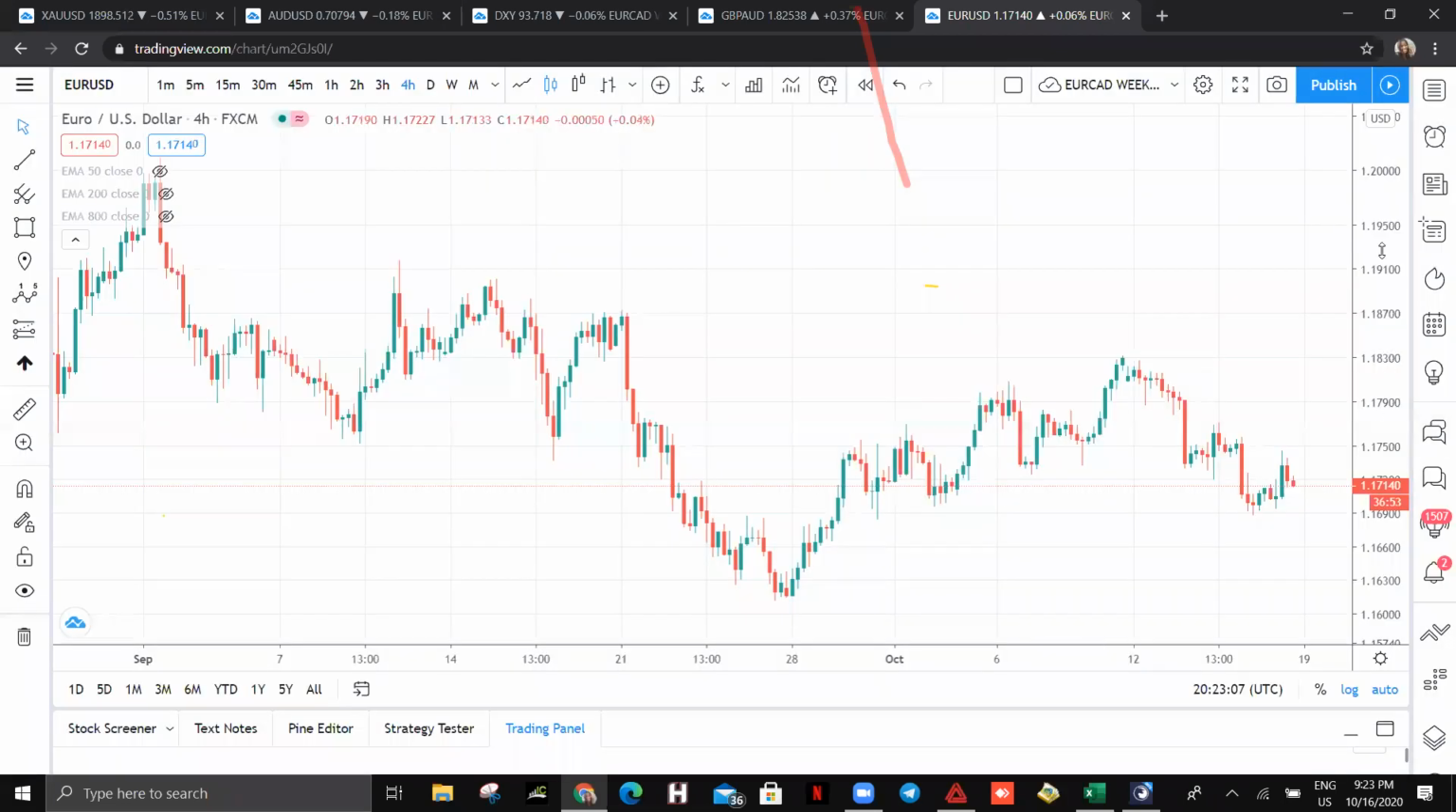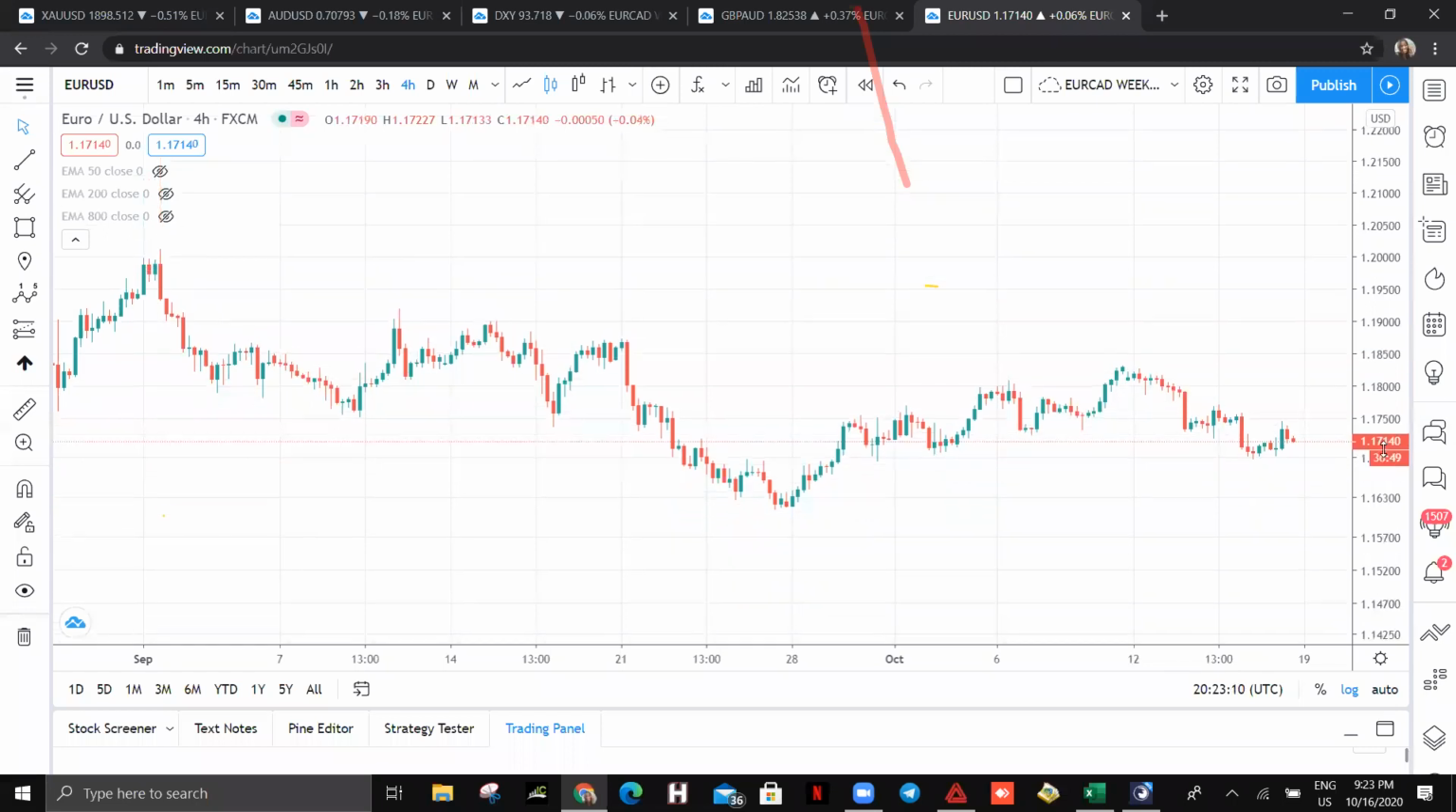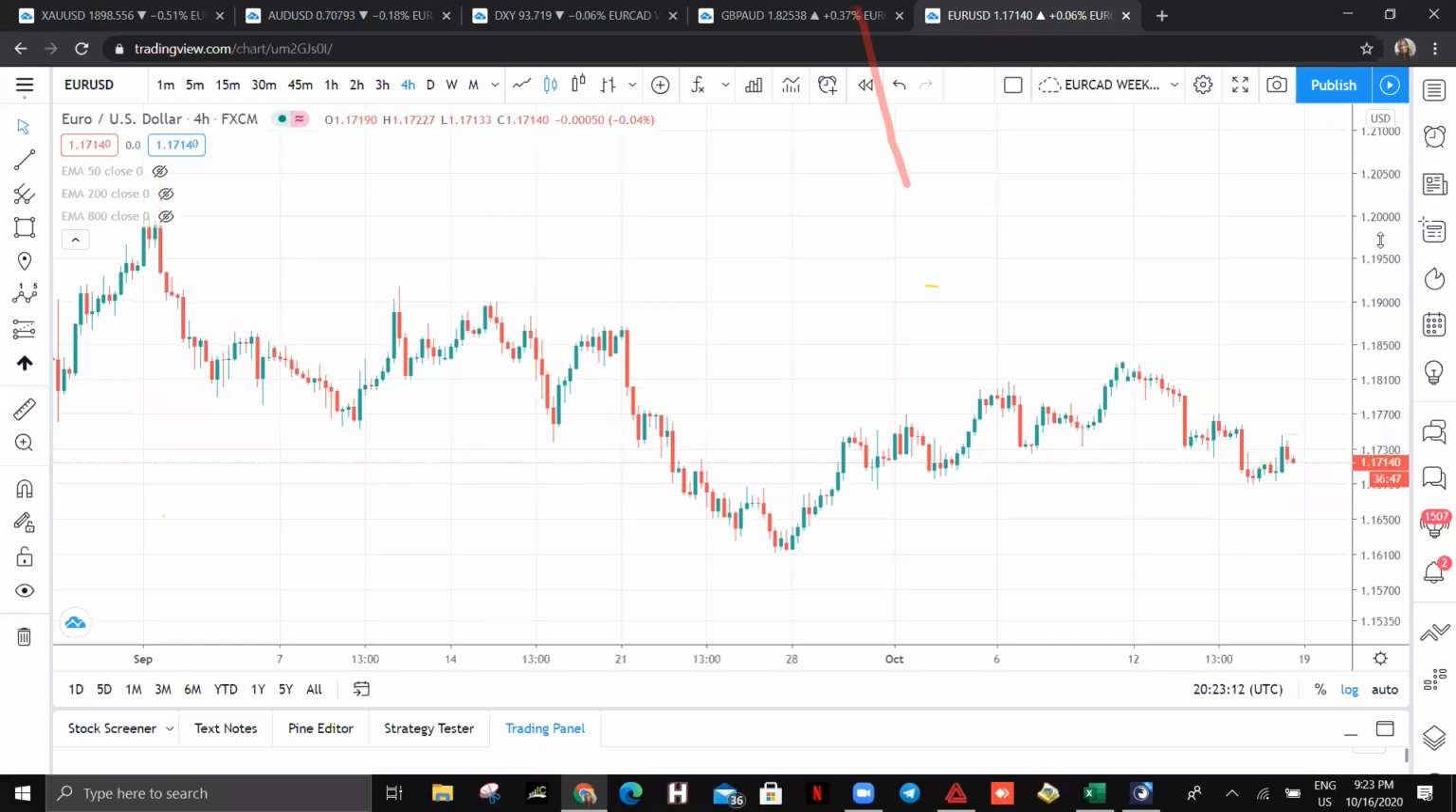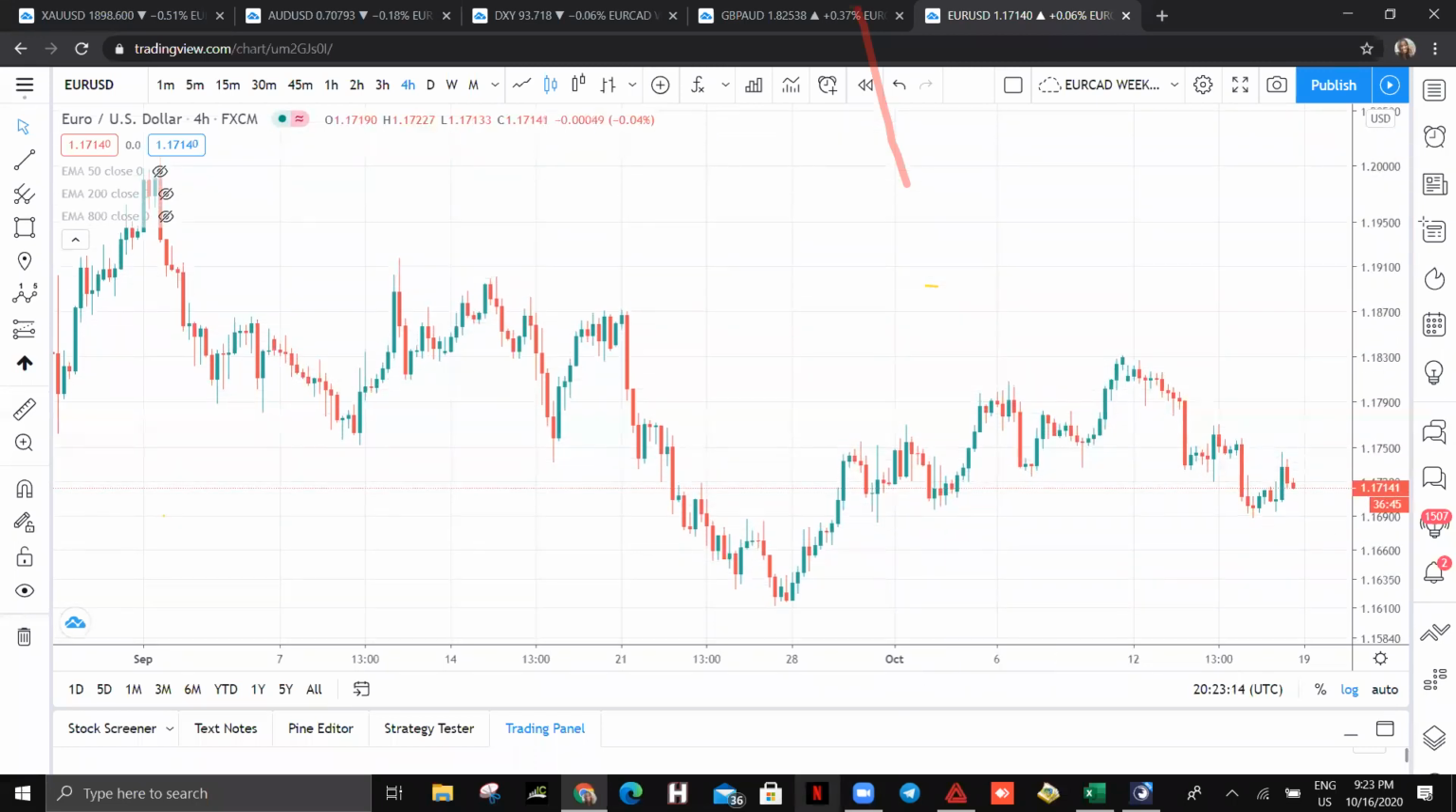Then this line here, this is what you can use to squeeze your chart, drag it down or release it up for you to get a better view. I'm sure you understand TradingView.